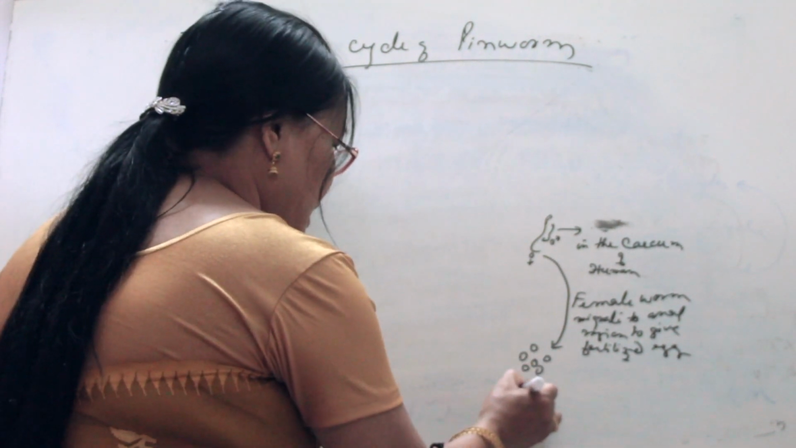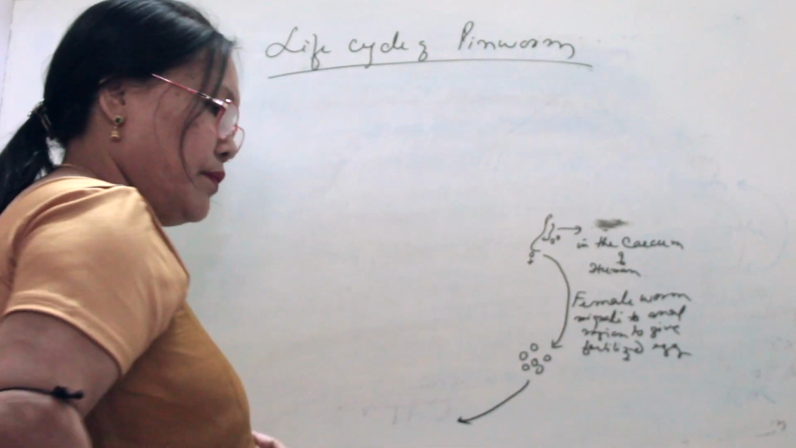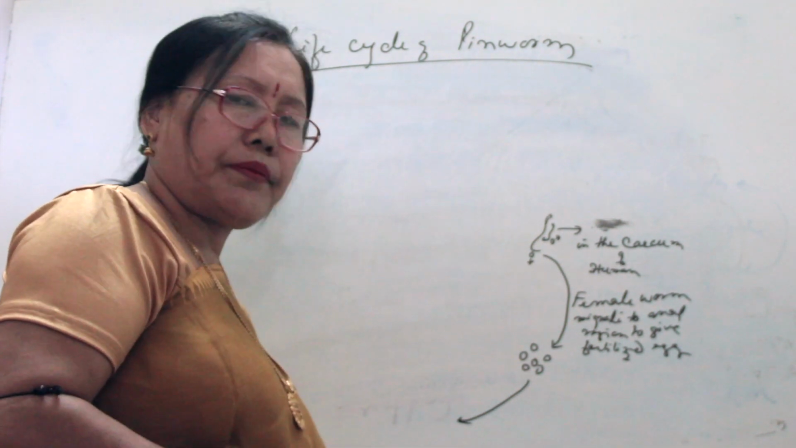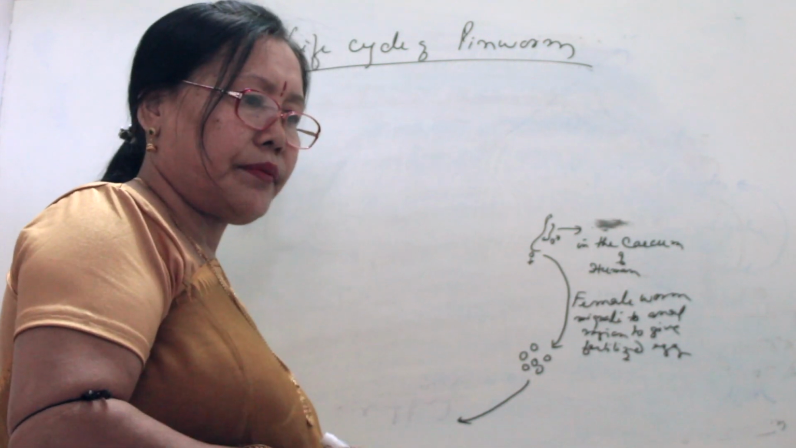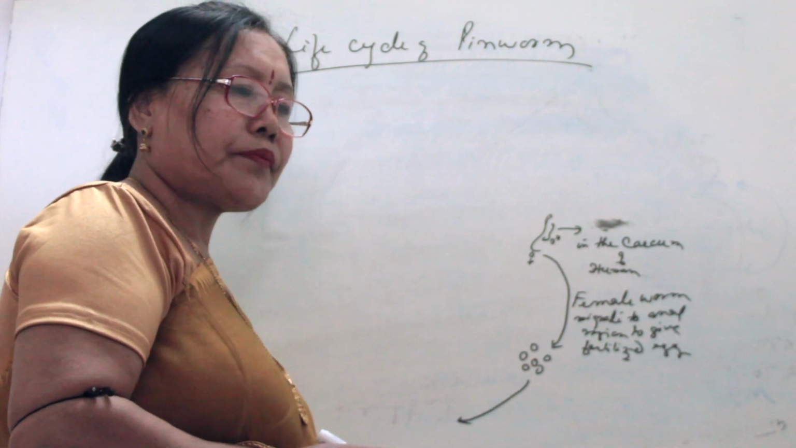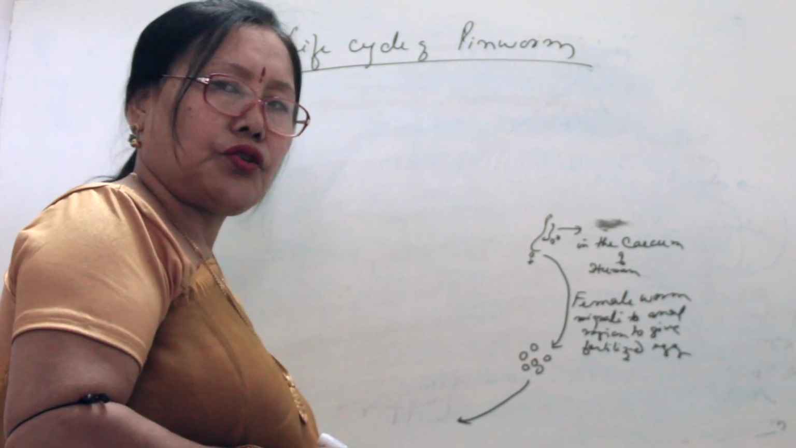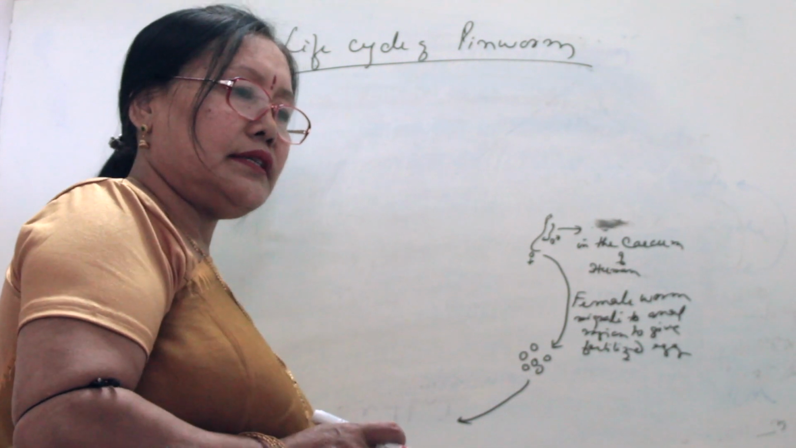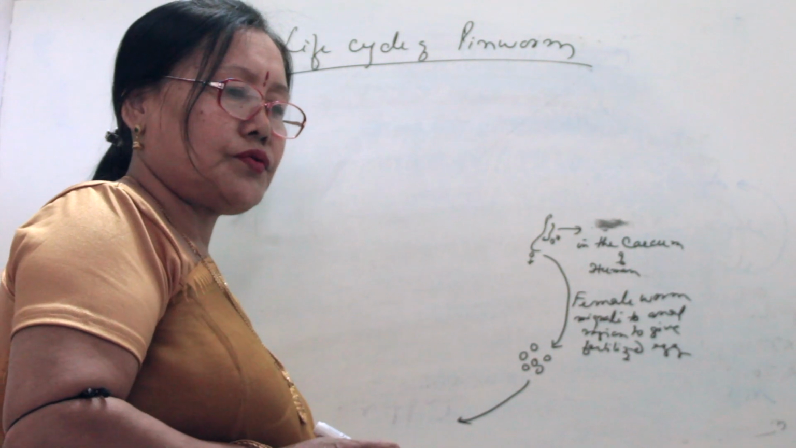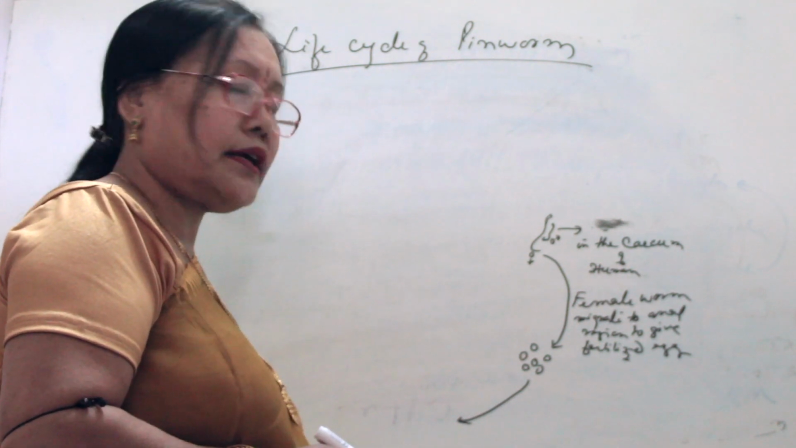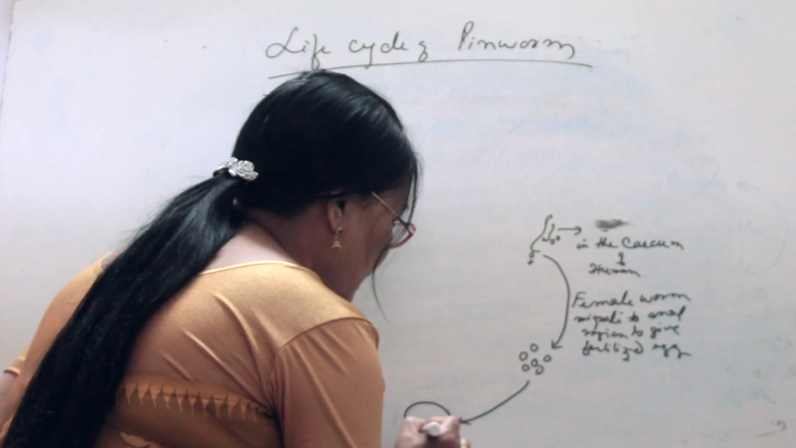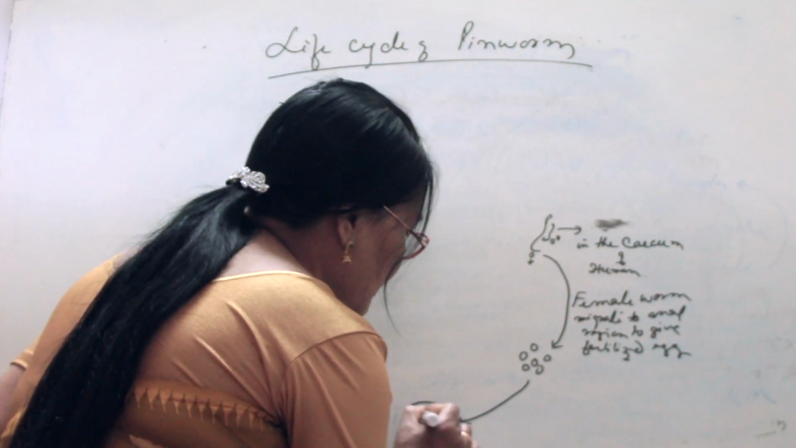Then these fertilized eggs usually pass along with the feces, or through the contaminated hand, or through the contaminated bedsheet or contaminated clothes which the infected person wears, and the other is through contaminated toys. This disease is commonly found in children, so the toys can also be contaminated with these pinworm eggs.